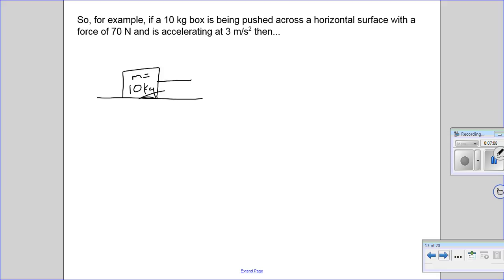Two seconds, Alex. So here's our force. Let's give it a name. Maybe it's Roy who's pushing it. We don't know, whatever. 70 newtons. And then the problem tells us that it's accelerating at 3 meters per second squared. And then it says then... I want you guys to think about what the then is while I answer Alex's question.